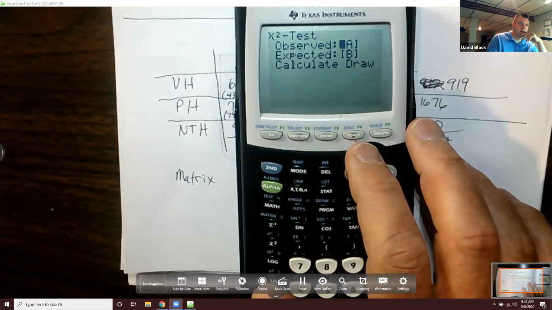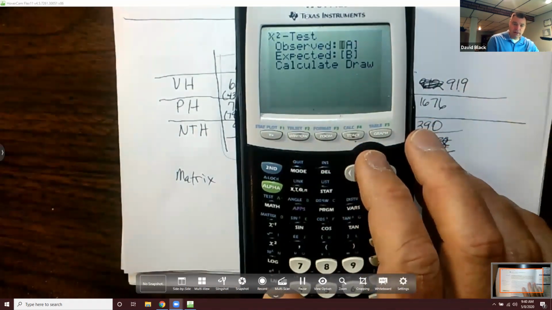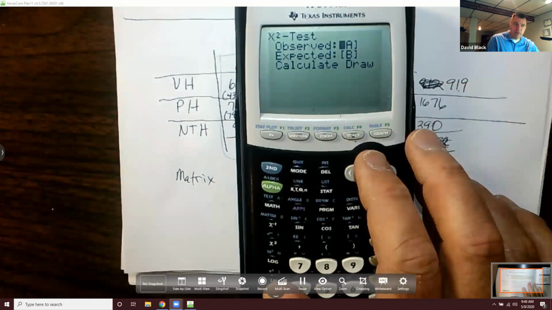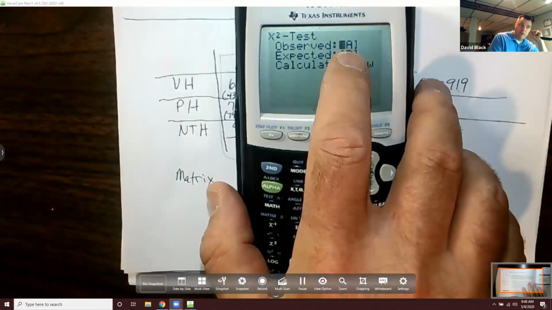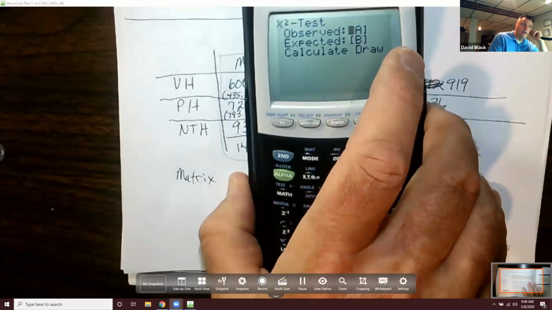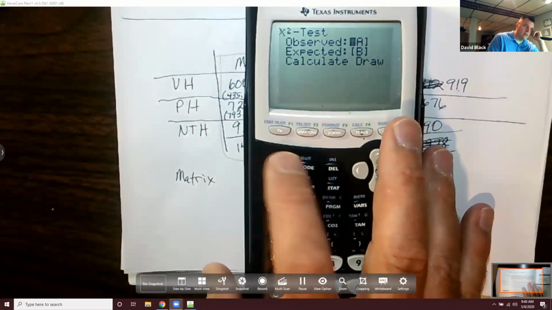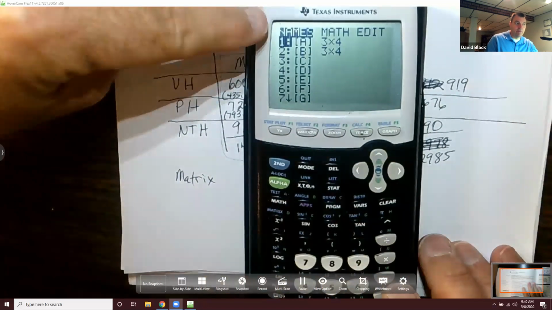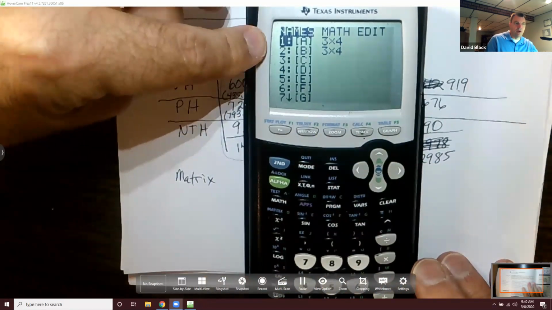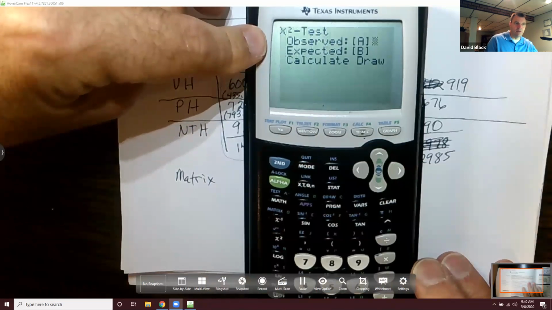Okay, just hit enter. And all you got to do is tell your calculator where your observed matrix is and where your expected matrix is. So you need to know how to pull up matrix A. We'll go back to the matrix menu, it's second matrix, and don't go over to edit. Just keep it on names and highlight A and hit enter, and it'll put it in there for you.